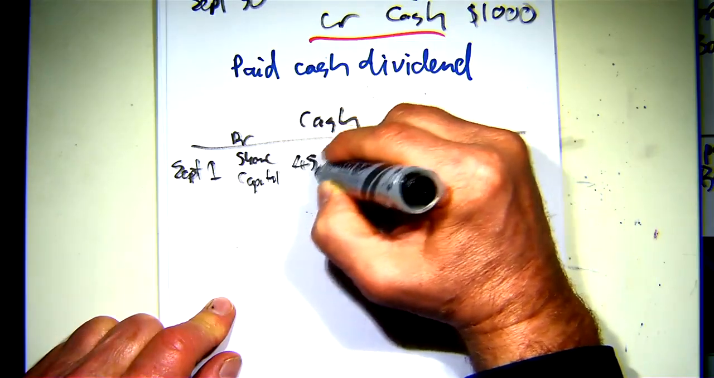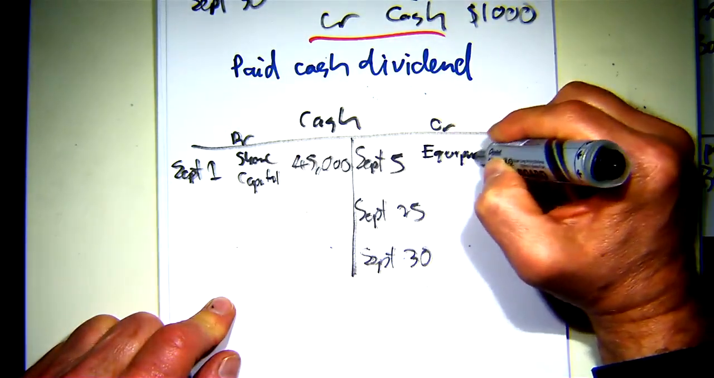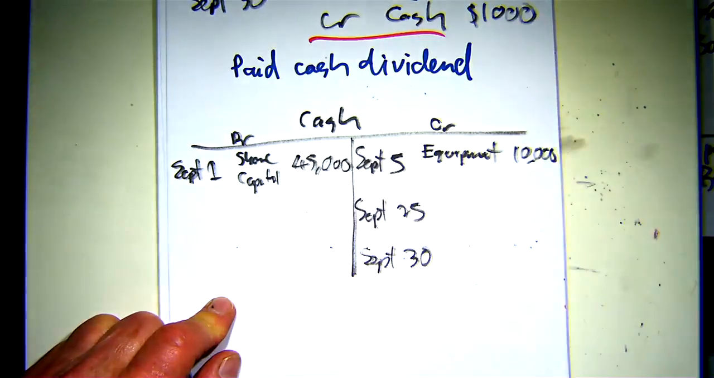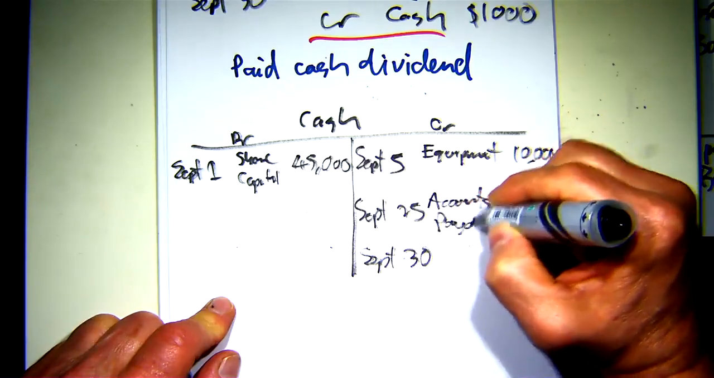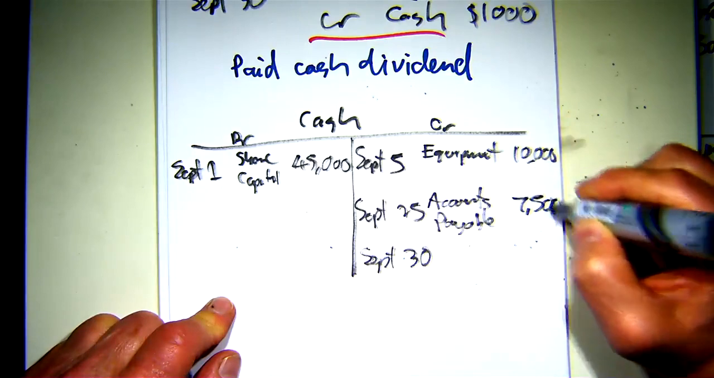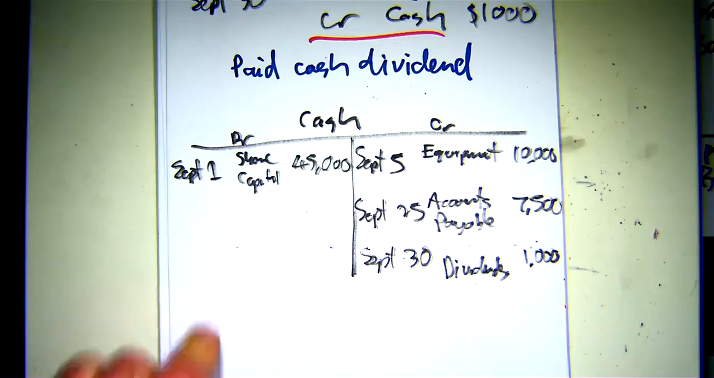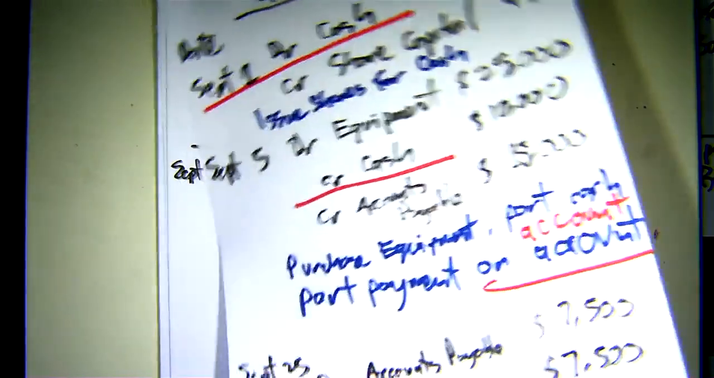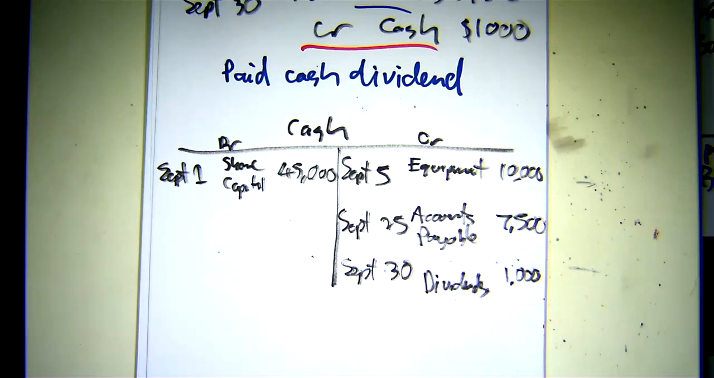of 45,000. I've got a purchase of equipment of 10,000. I've reduced the accounts payable liability by 7,500, and I paid dividends of 1,000. So that's the T ledger there for cash. I basically just transferred those transactions involving cash. There were 4 of them, which are underlined in red, to the T ledger.